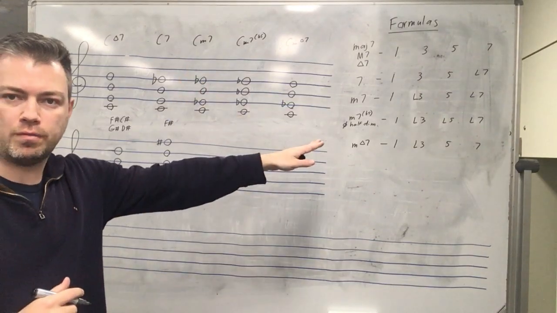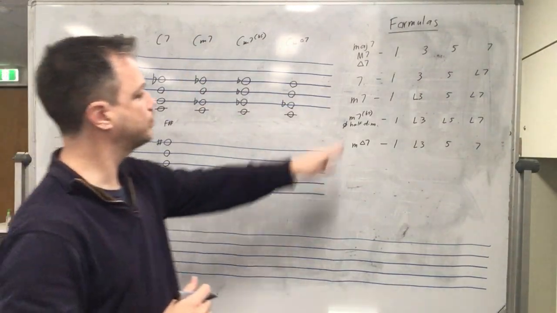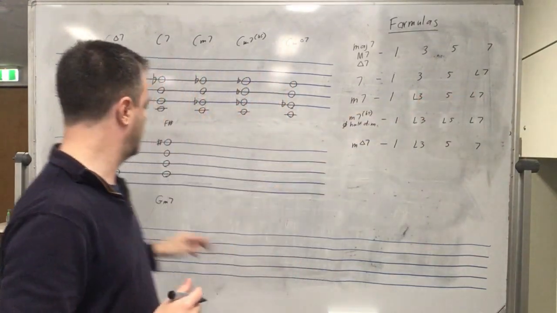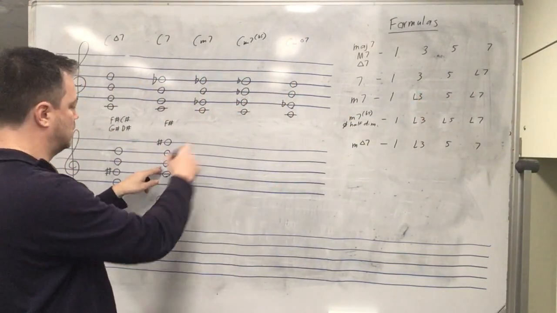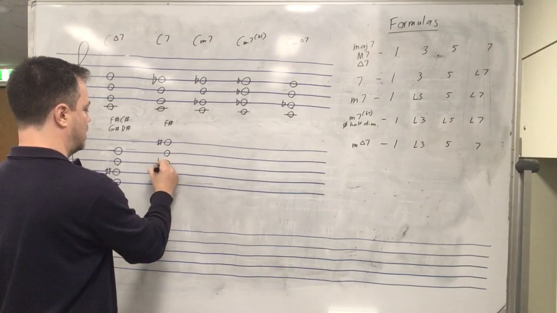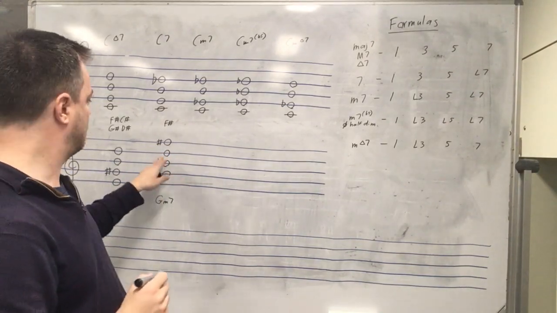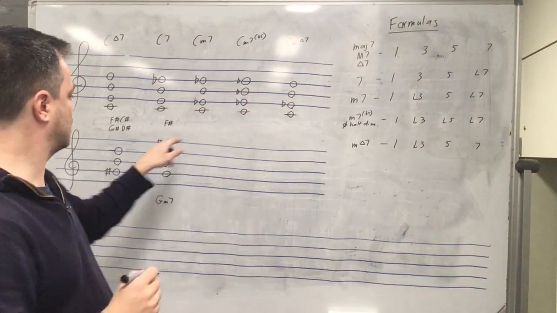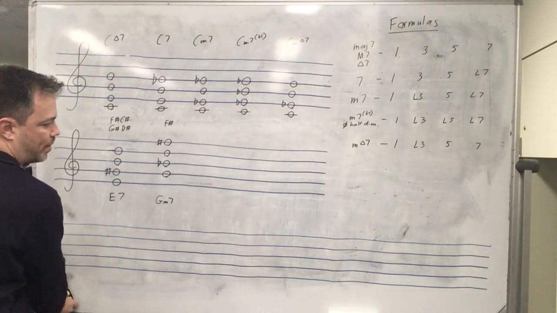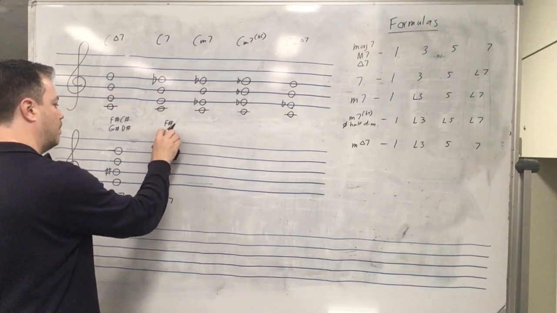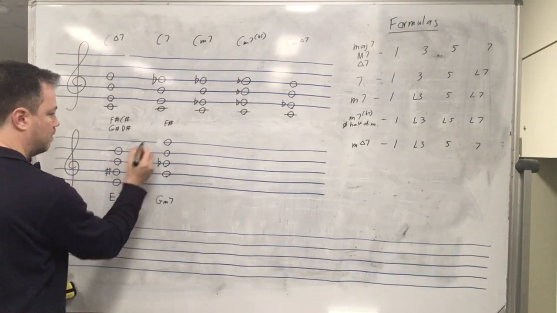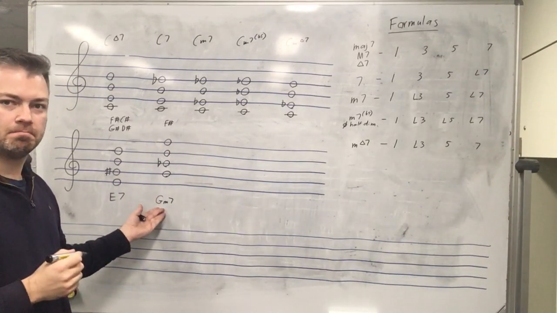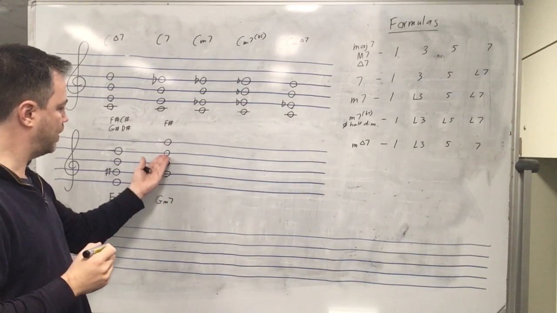Now we apply the formula. Minor 7 has 1, lowered 3rd, 5, lowered 7th. So 1, lowered 3rd, so we need to put a flat in front of the third, the fifth stays the same, and the seventh gets lowered as well. So once again, we just rub out that sharp. Voila. We have G minor 7. Okay? G, B flat, D, and F.